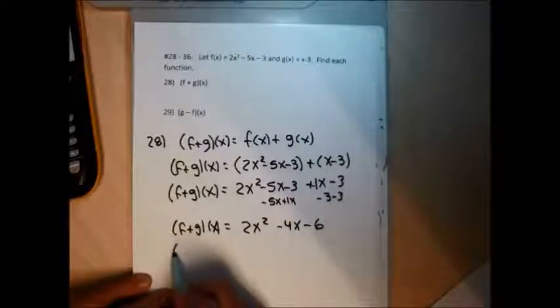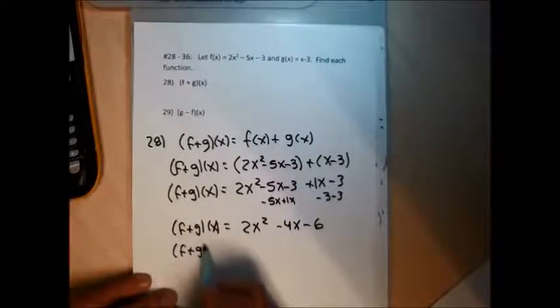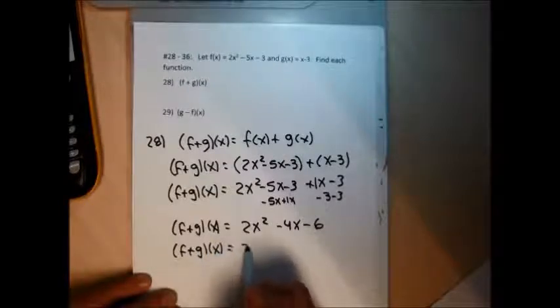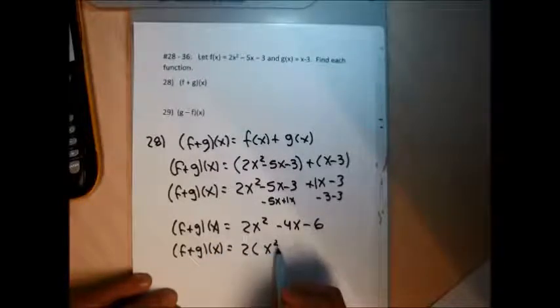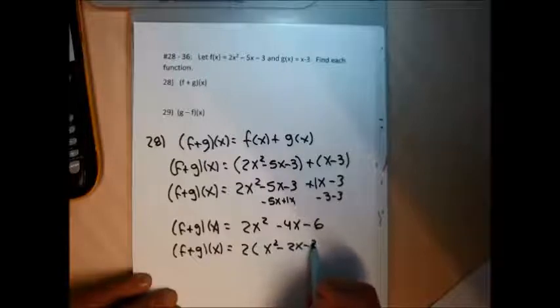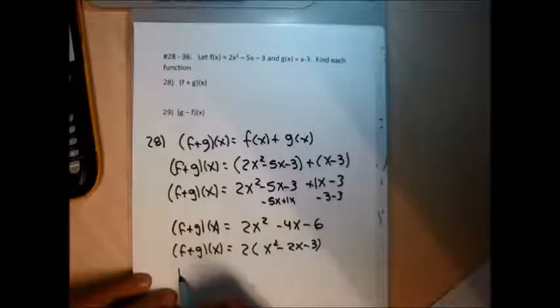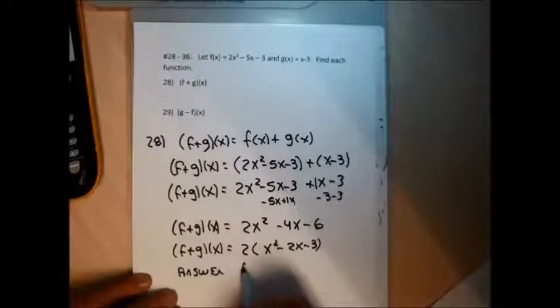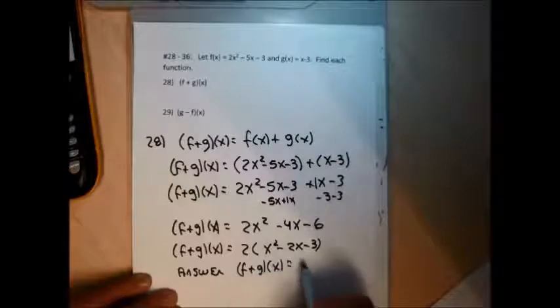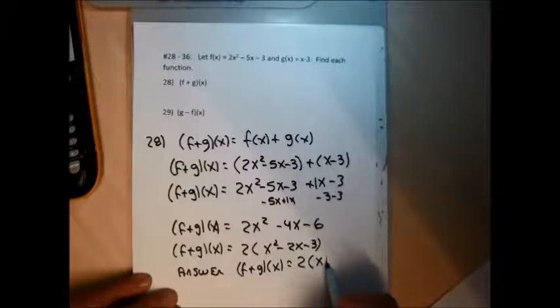I'm going to pull out that common factor of 2 and get 2 times x squared minus 2x minus 3, and that factors as well. The best answer for problem 28 is going to be f plus g of x equals 2 times x plus 1 times x minus 3.